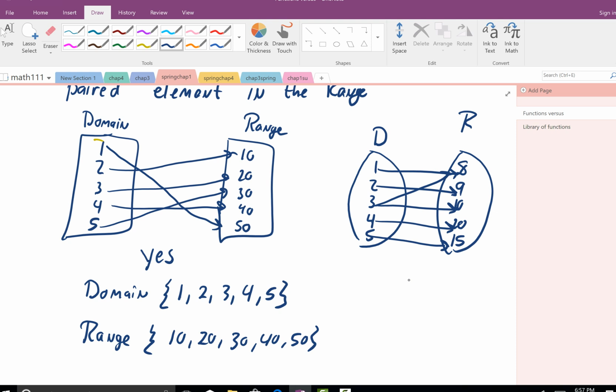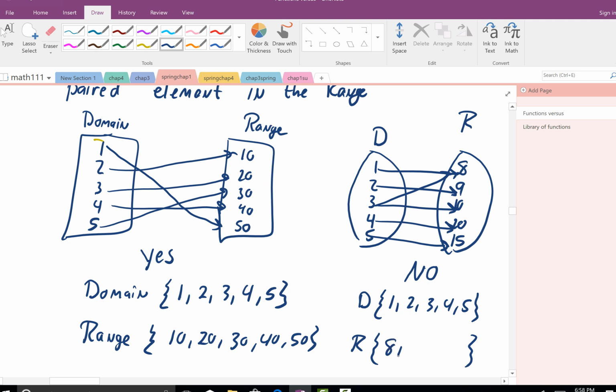So this is no. Not a function. Does it have a domain and range? Technically it does. The domain's still 1, 2, 3, 4, 5, and the range is still here. It's just not a function. But I've seen them written like that before. Your book doesn't write them like that. They put little boxes around them. But that's what they do: draw some arrows, ask if it's a function or not.